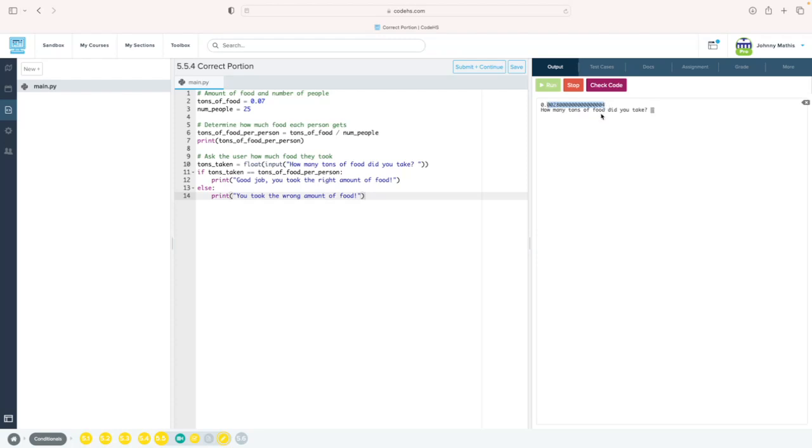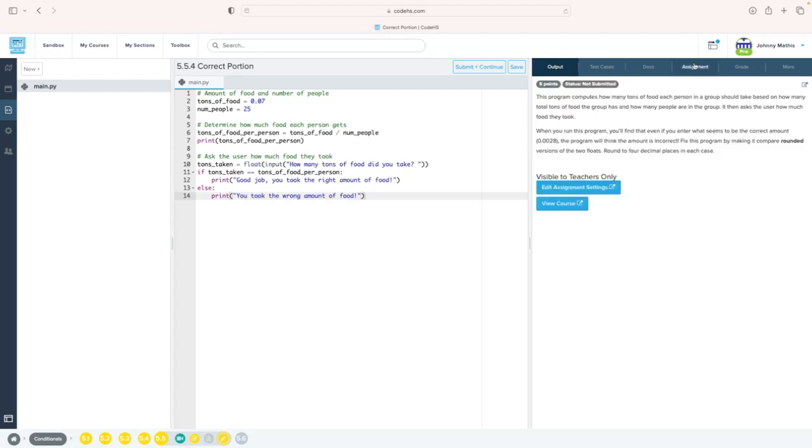So they want us to round to 4 decimal places. So we need to round this to 4 decimal places, and we need to round this to 4 decimal places, so it'll be easier for people to judge. Before I do this, I want to show you.